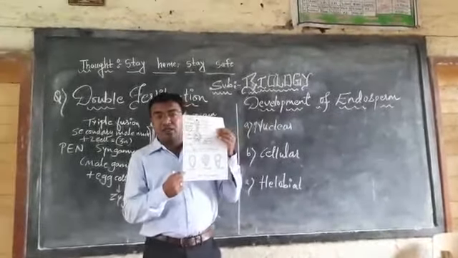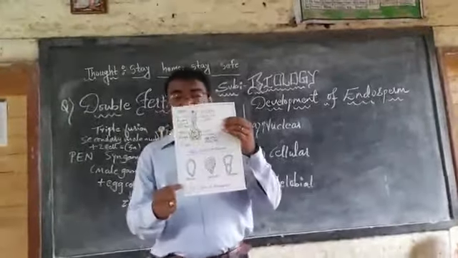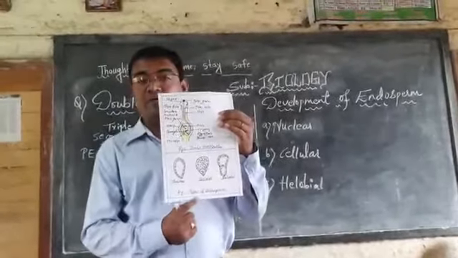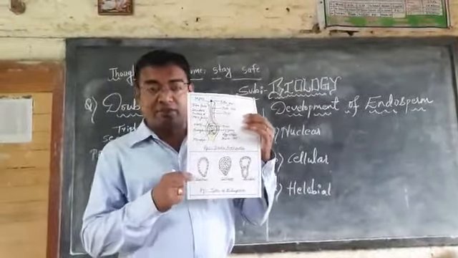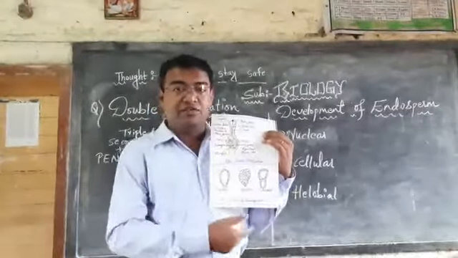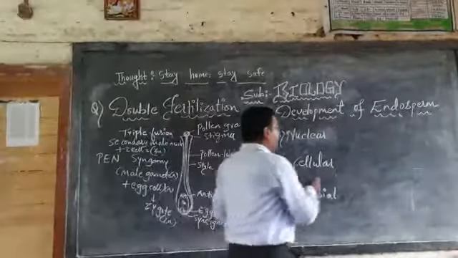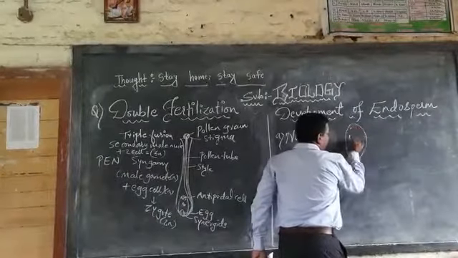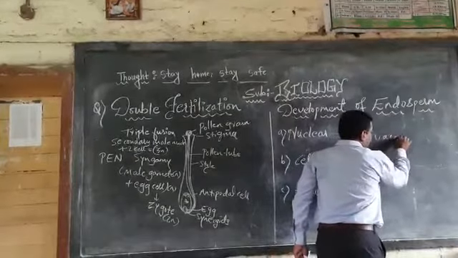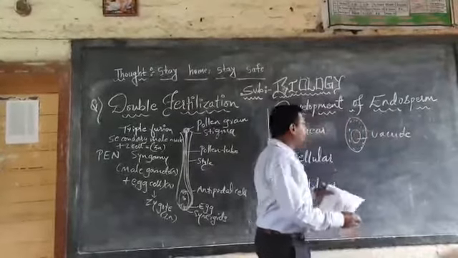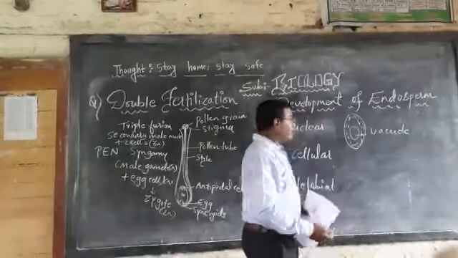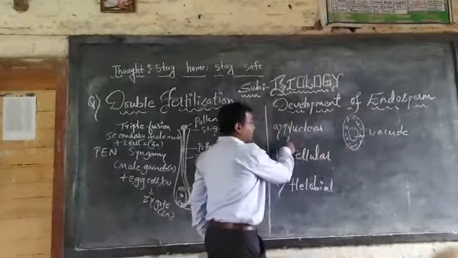First one, you can see the nuclear type of endosperm. Second one is the cellular type, and third one is the helobial type. In nuclear type, what happens? The nuclei are divided towards the periphery. There are free nuclei which are divided towards the periphery. What is the meaning of periphery? Periphery means the free nuclei are surrounded towards the periphery and it forms a vacuole inside. We call it a vacuole. It is a multicellular type where the nuclei are freely surrounded towards the periphery. This kind of endospermic type is known as nuclear type.